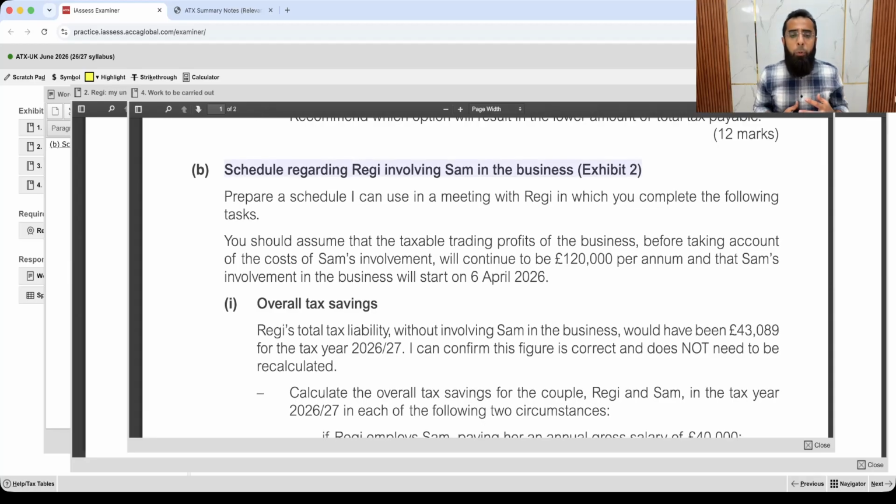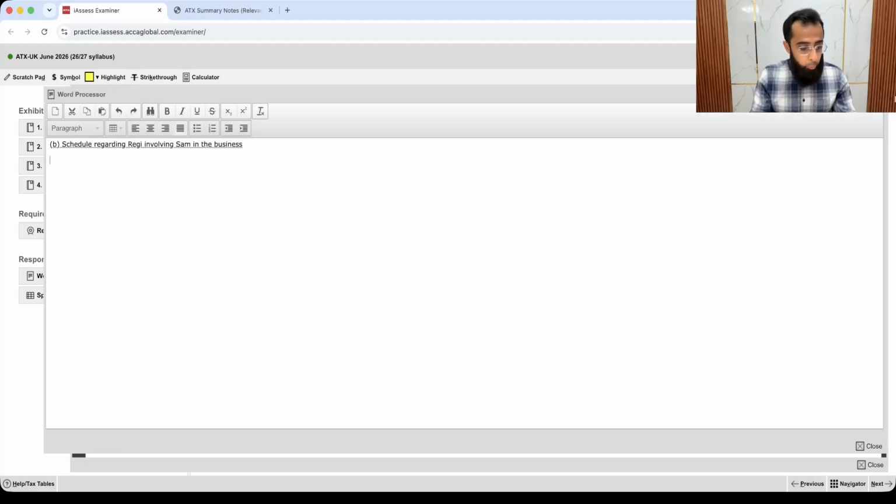Now, we don't have to prepare a memorandum or notes to the meeting. It's just a schedule. Schedule means the working. And in this part, the first part is that we have to do the overall tax savings. So let's look at it. I want you all to listen to me carefully as I do it. We are dealing with part B1.